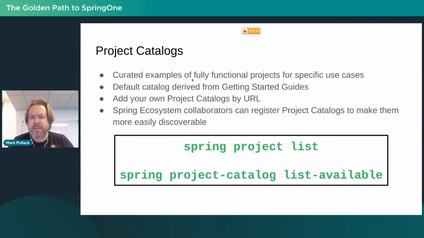These are curated samples. The ones I've developed so far have mostly been from our Getting Started guides, but there are others that have no counterpart, for example, in our Getting Started guides, such as GraphQL or Spring Cloud Stream applications. And that's more or less what's contained in the default catalog. It's open and extensible, so you can add your own catalogs by URL.